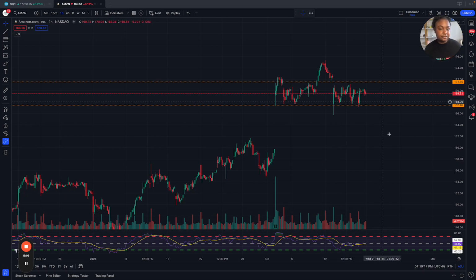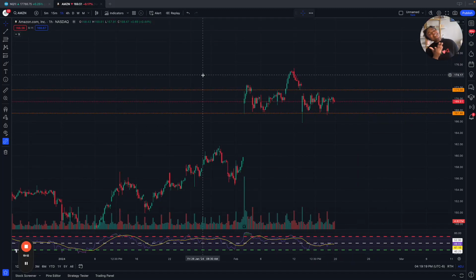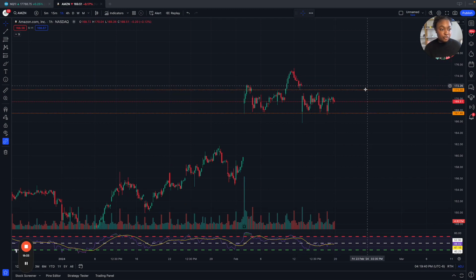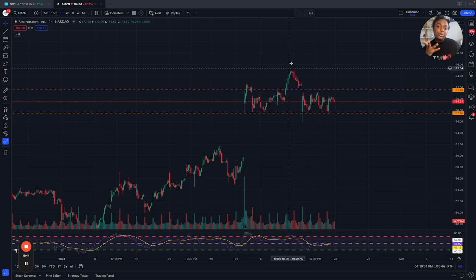Now, when I look at this, I also subjectively somewhat feel like, forcibly, I see another head and shoulders. That's me. Okay? But I would never play it unless Amazon broke below 167. And if we did break above 171.56, I would absolutely be interested in playing to the upside. The reason is because we've already tested that before. It already broke above it, pulled back, failed that retest.